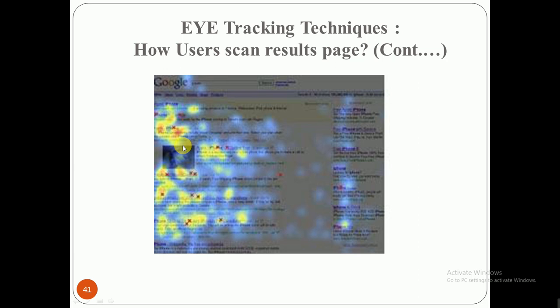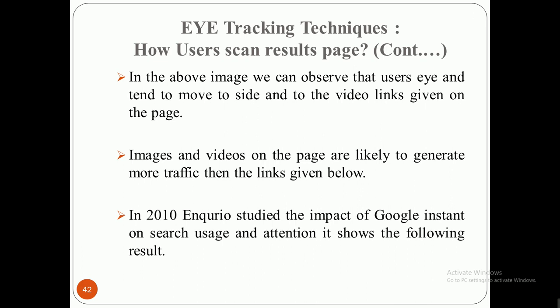The darkest areas will reflect to you, and you can see the marked and reflected areas. This is the result page of Google's universal search. In the above image, we can observe that users' eyes tend to move to the side and to the video links given on the page. You can see in the video it displays the result page link, and this gives you details.